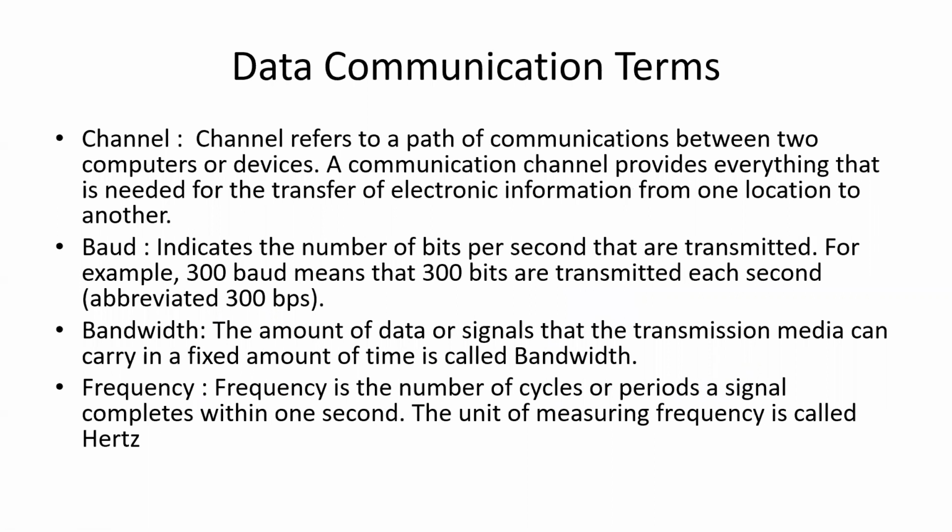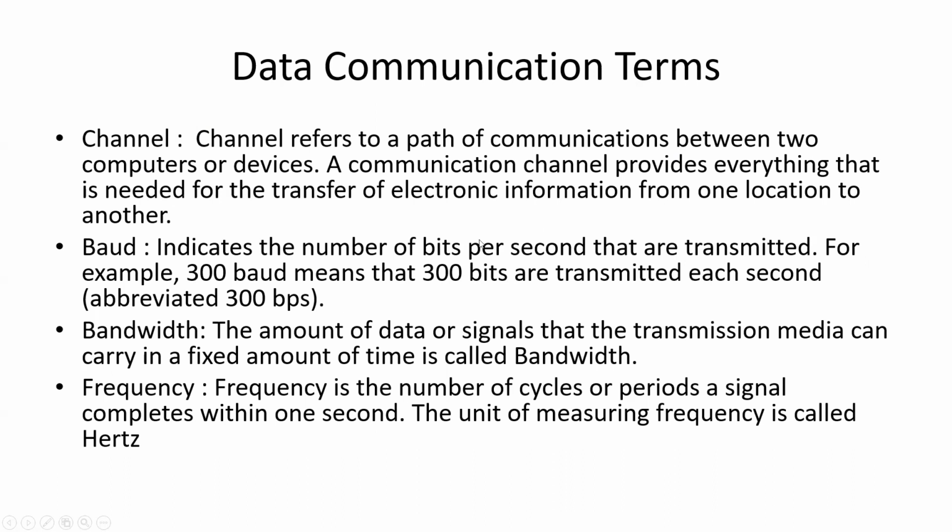Now, what are the different terms? What is a channel? The channel refers to a path of communication between two computers or devices. Next is the baud. What is that? It indicates the number of bits per second that are transmitted. What are bits? Bits are 0 and 1, the binary digits. And 300 baud means that 300 bits are transmitted each second.